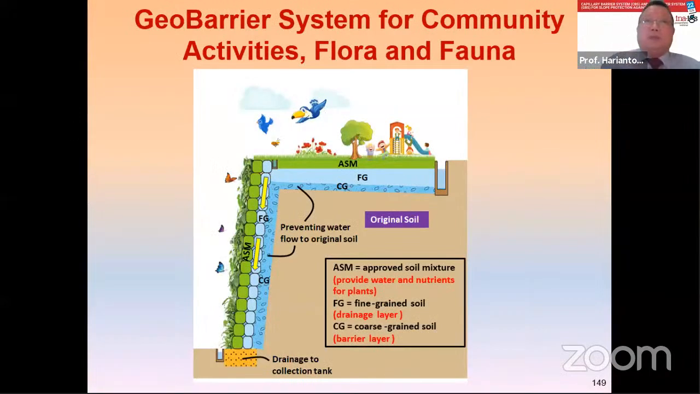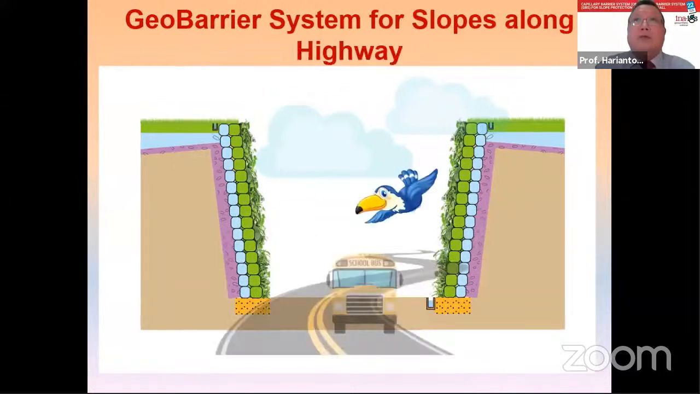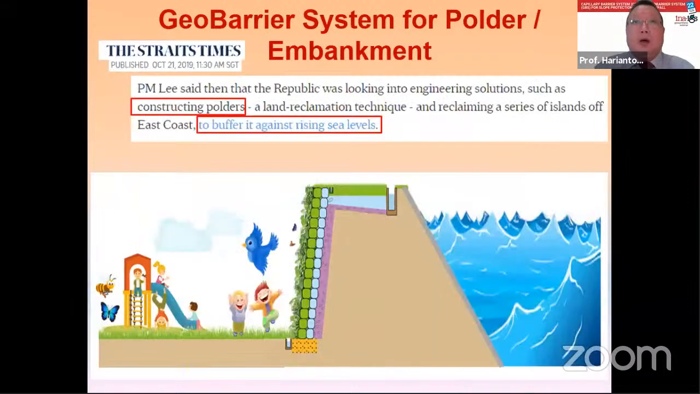So there are lots of possible usages of this capillary barrier. For example, we can use it even for community gardening, right? You can plant through this GBS, because these are the planting bags. All kinds of plants can go in here. Or for the green corridor, you can have a GBS to protect the slope next to it, or along the highway. Or even if there is a plan to build a bund, because of the sea level rise, then we need to protect the land from the seawater rise. So the inside part of this, we can construct GBS as well, right?